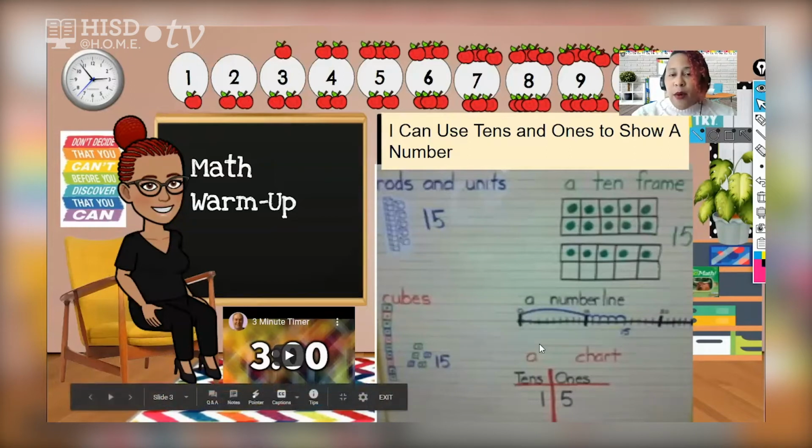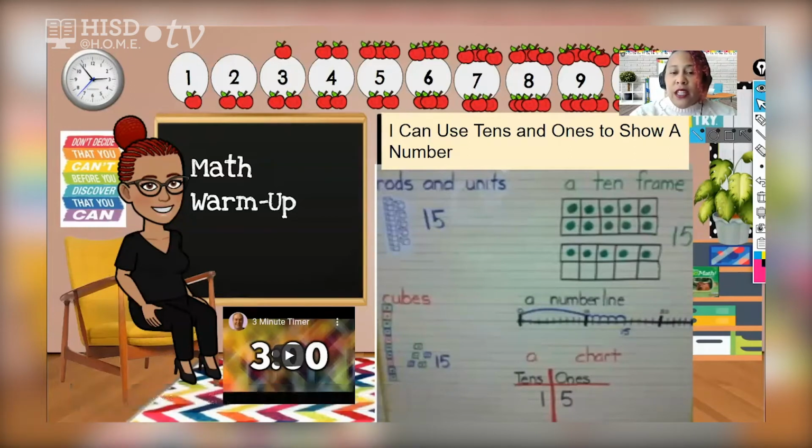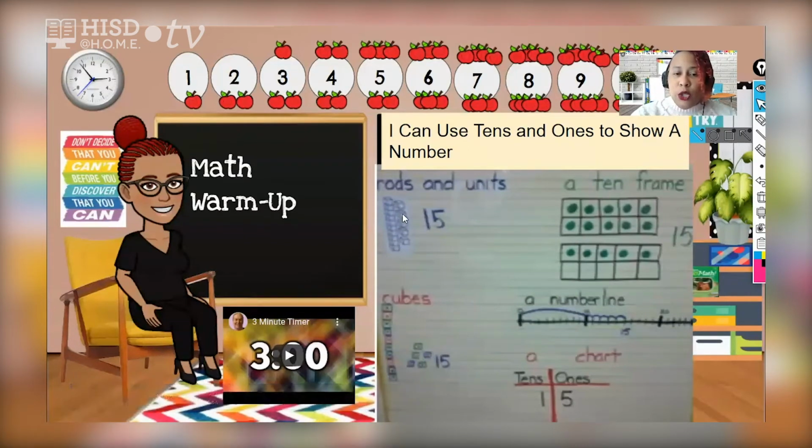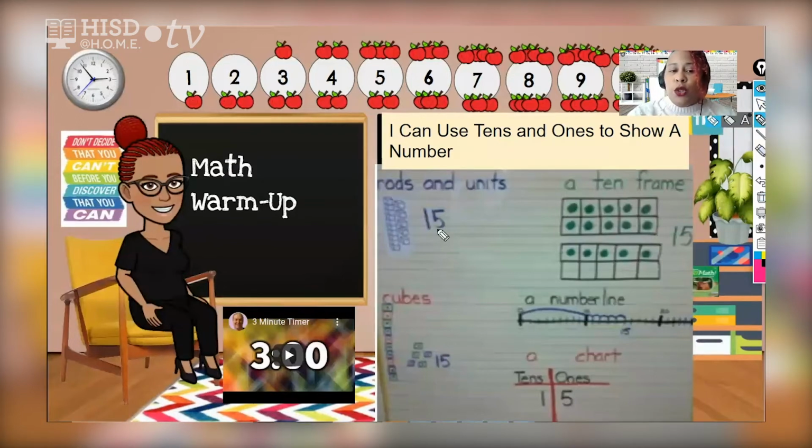In this example, they modeled the number 15. Here you see the place value bar to represent 10, 11, 12, 13, 14, 15. They also use the 10 frame to show 15. Mrs. Ward is going to give you 3 minutes, and in those 3 minutes, I want you to model the number 13. What number? Yes, 13.